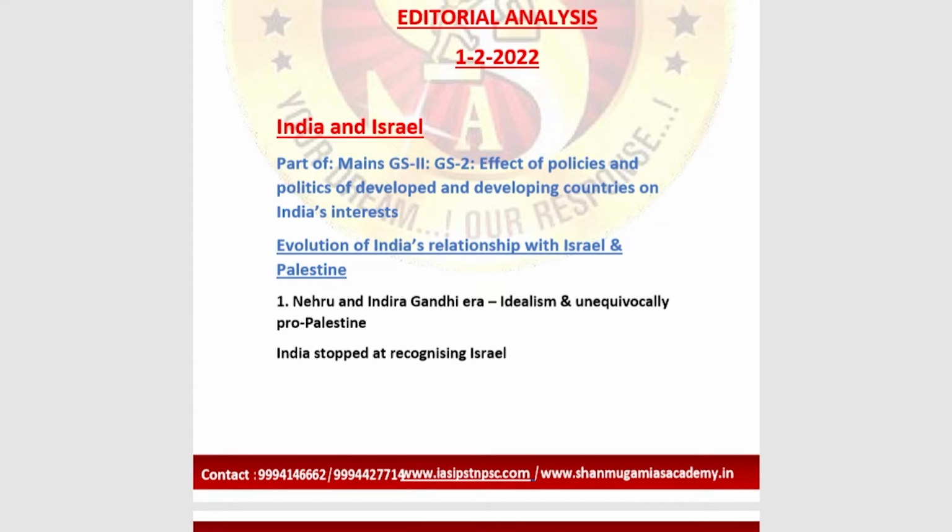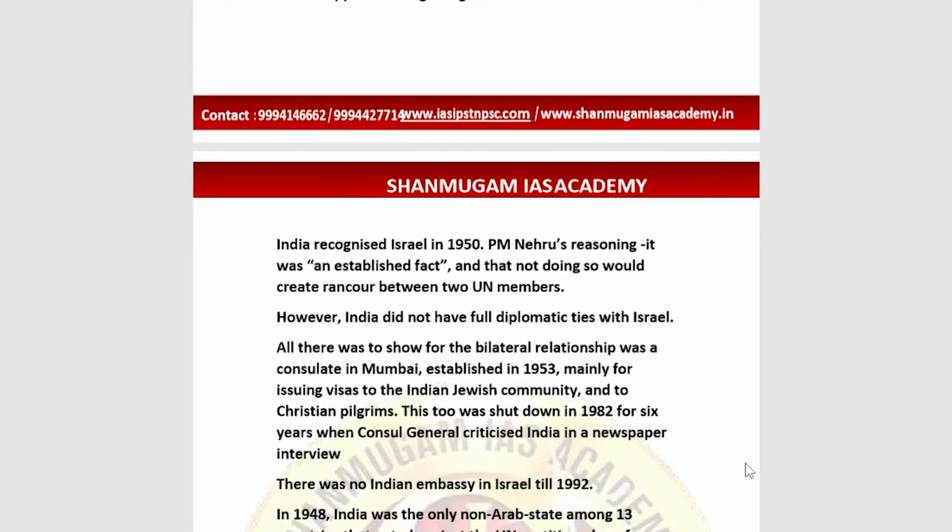I have already told you under which part of the GS Paper 2 Mains syllabus this falls: the effect of policies and politics of developed and developing countries on India's interest. What exactly is this? We will study the evolution of India's relationship with Israel and Palestine. What are the relations of India with these countries? In the Nehru and Gandhian era, marked by idealism, we were unequivocally pro-Palestine after independence. So India stopped short of recognizing Israel.